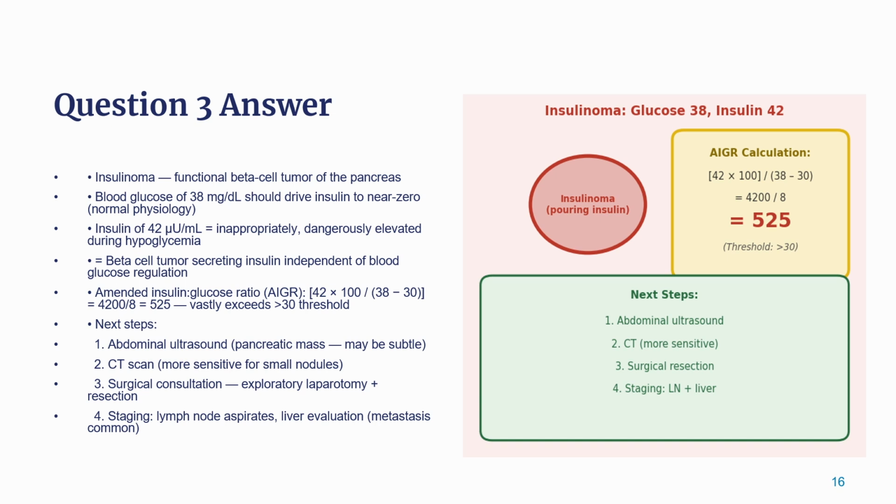Ultrasound is the first imaging step, but small insulinomas can be invisible on ultrasound. CT is more sensitive. These tumors are often small but malignant, and metastasis to regional lymph nodes and liver is common by the time of diagnosis. Surgical resection gives the best chance of prolonged survival, but medical management with frequent small meals and prednisone can buy meaningful quality time even when surgery isn't an option.